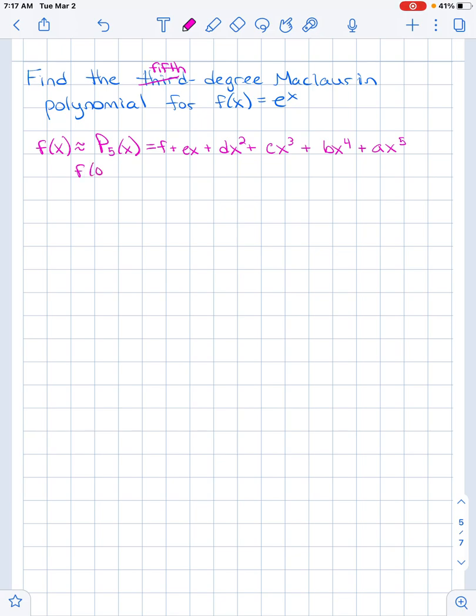All right, we know that we're going to need derivatives here. So we know f of 0 is e to the 0 power. Anything to the 0 power is 1. The first derivative of e to the x is e to the x.